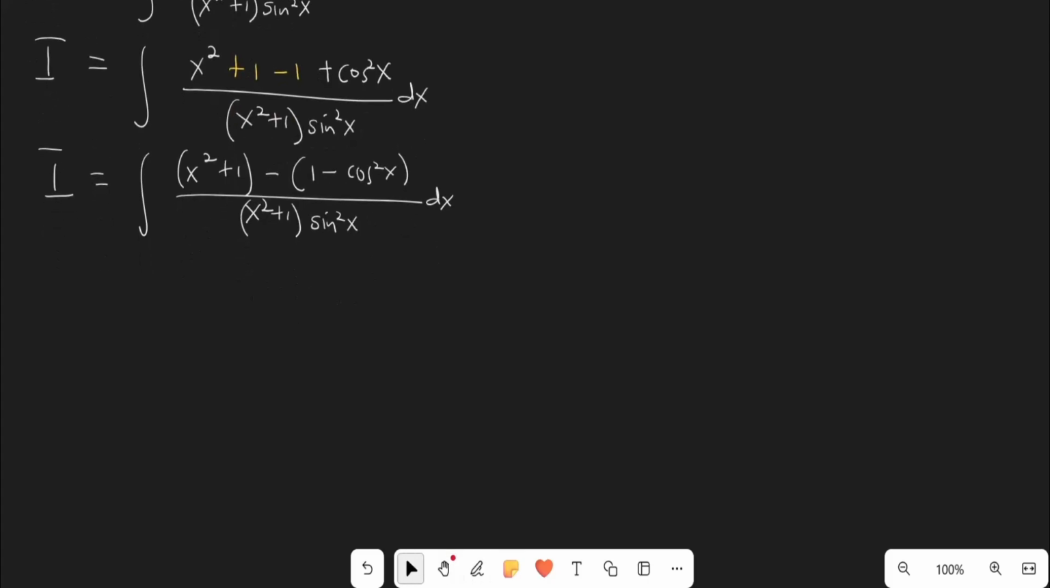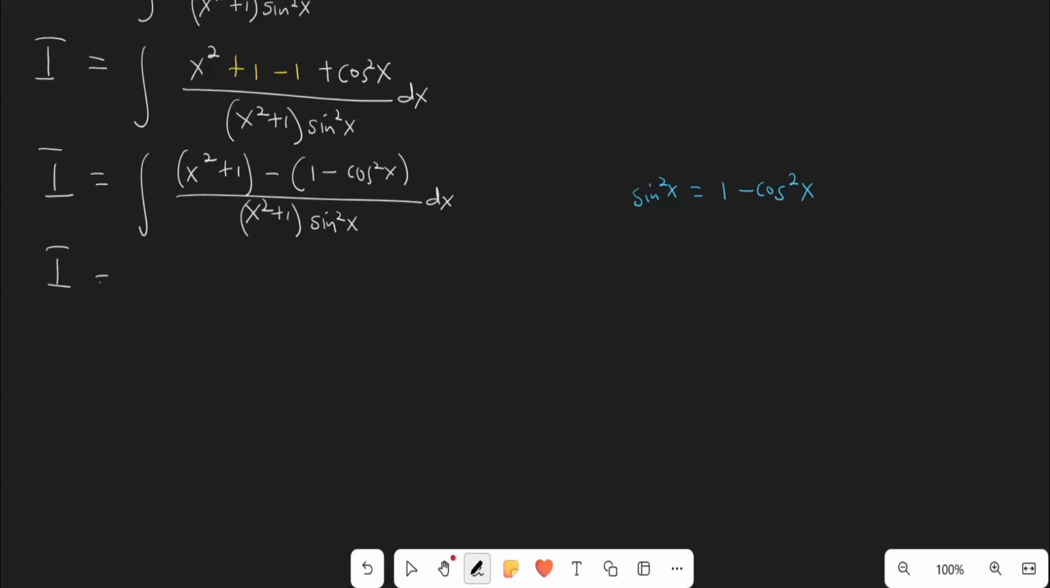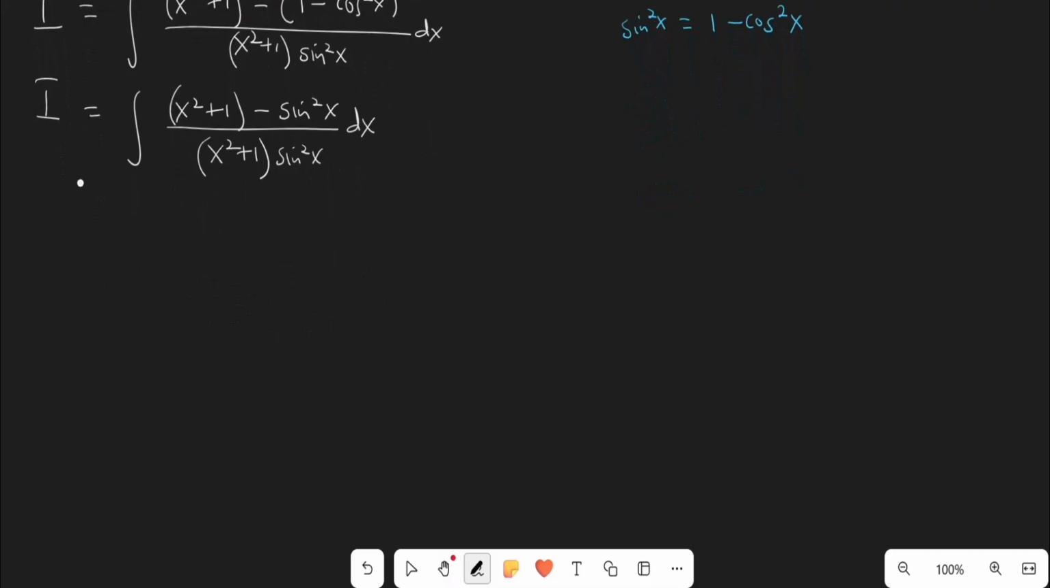Cool, right? From the Pythagorean identities, the sine square of x is the same as 1 minus the cosine square of x, right? So I'll just replace 1 minus cosine square of x with sine square x. So I have x squared plus 1, and then minus the sine square of x. So I have the sine square of x divided by x squared plus 1, which is multiplied by the sine square of x dx. And now I'm going to split this integral into two different integrals.